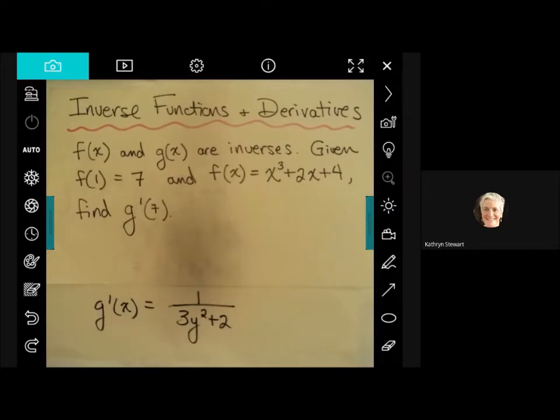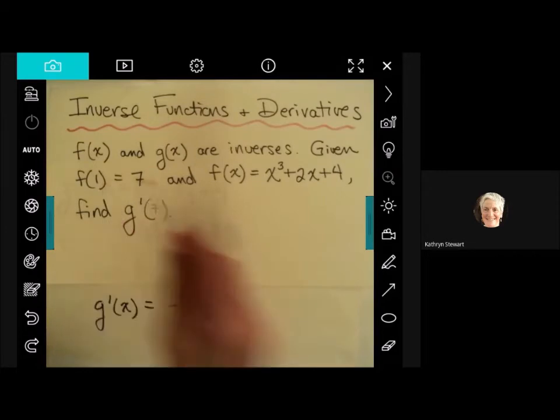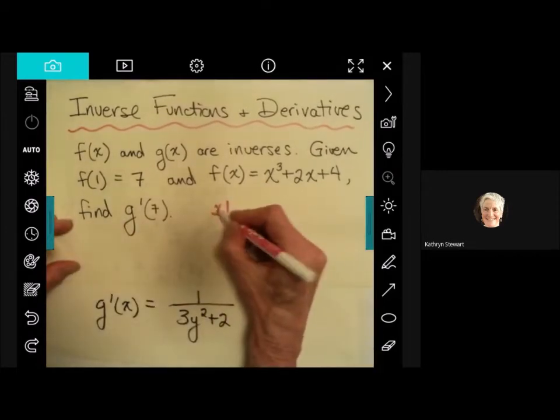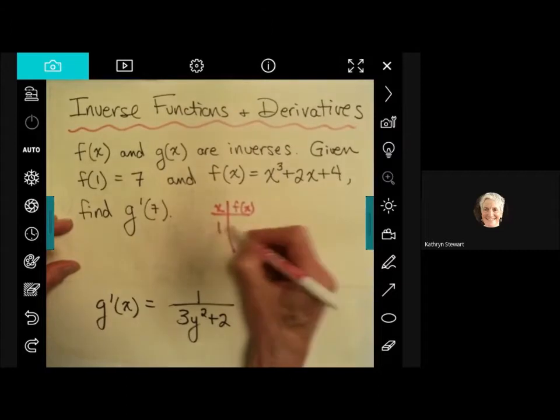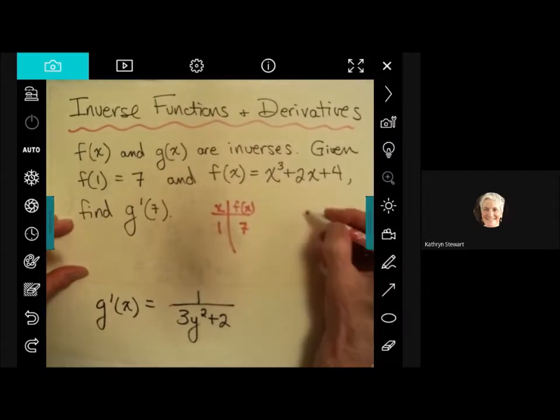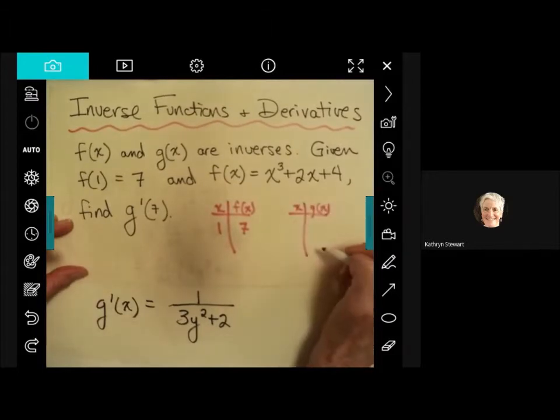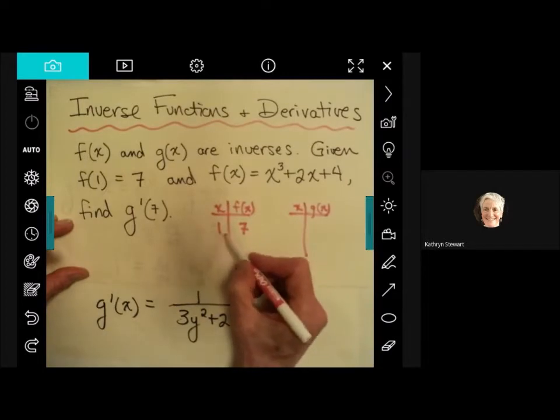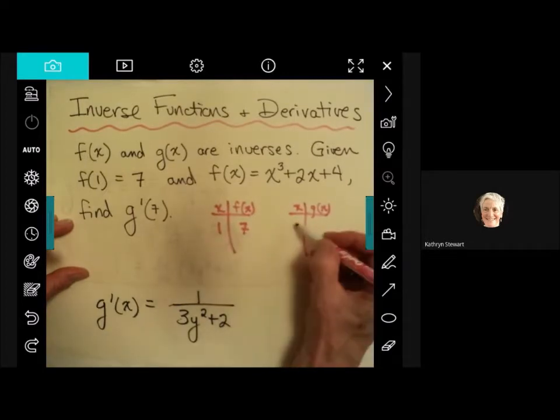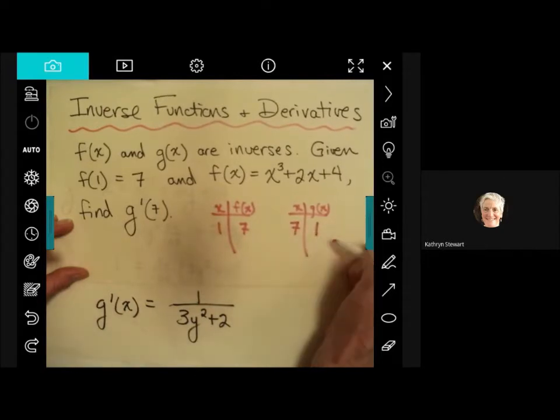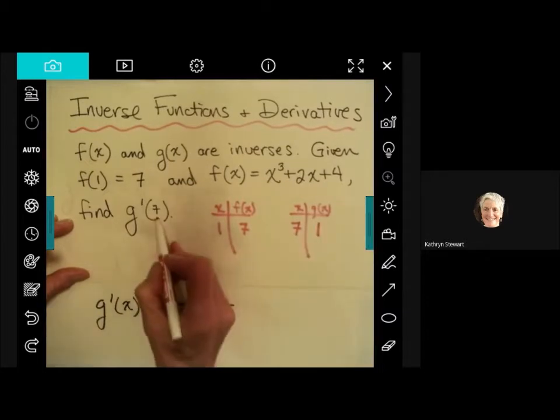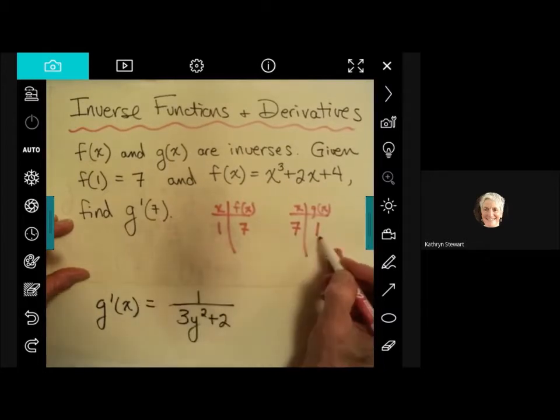Stop the video and see if you can come up with a solution. All right, did you see what I saw? Do you see what I see? I see a point of f of x. So when x is 1, I told you that y was 7, right? So doesn't that give us information about g of x? It sure does. If a 1 is turned into a 7 by f of x, that means a 7 is going to be turned into a 1 by its inverse. How cool is that? So when x is 7, g of x is going to be 1.